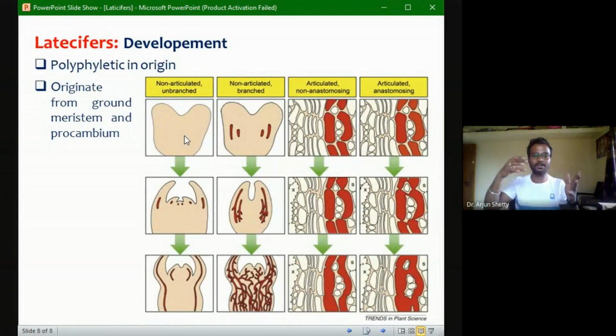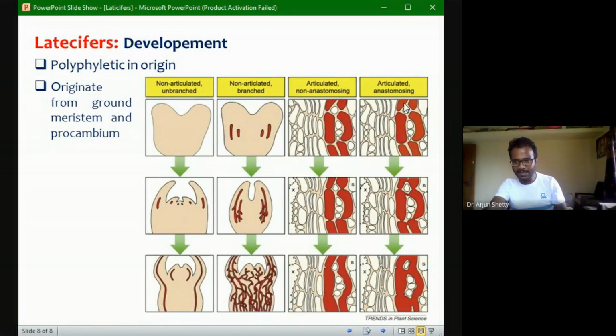The formation happens when the plant is at the embryogenesis stage itself. Laticifers are formed from the ground meristem as well as the procambium. Am I clear? These cells are attaching one to another, one above the other, and finally at the maturation stage there is a single pipe-like structure. Here you can see small septa, small openings, but here there is no septa at all. They are non-branched or non-anastomosing.